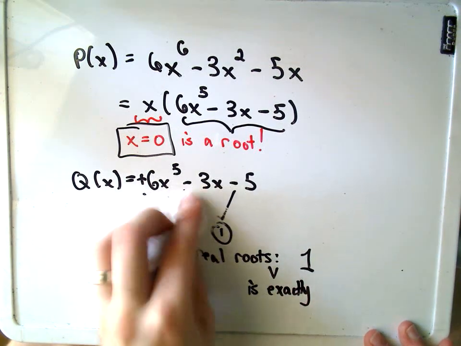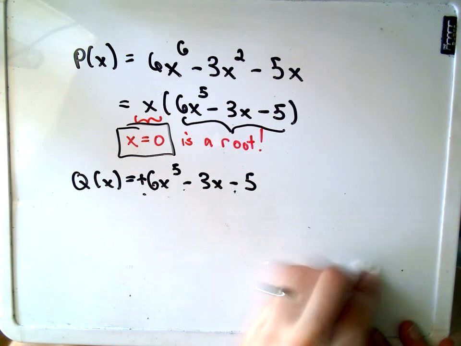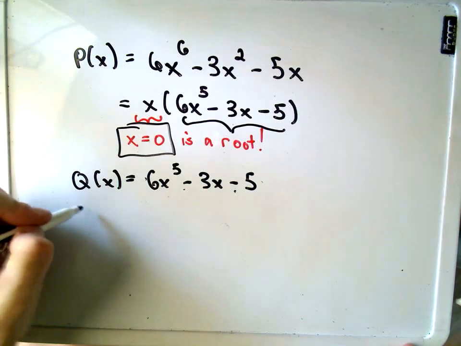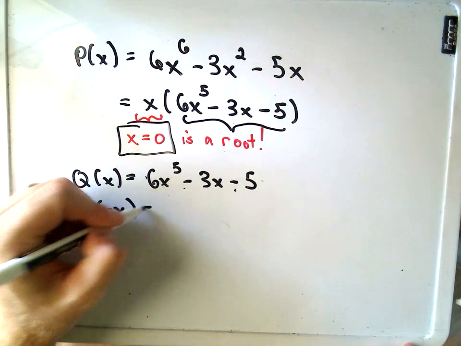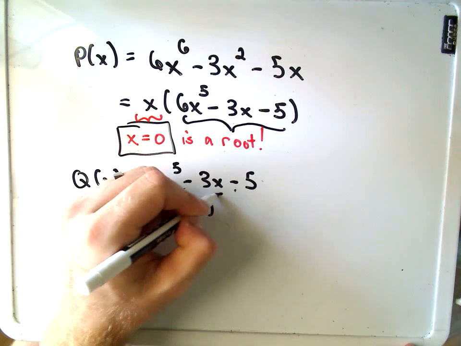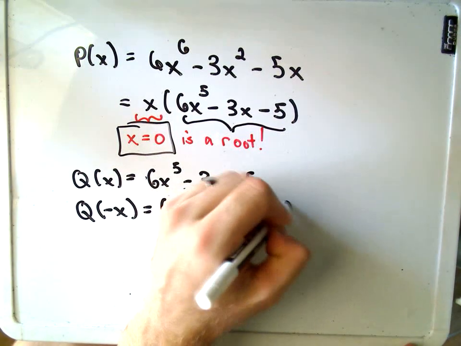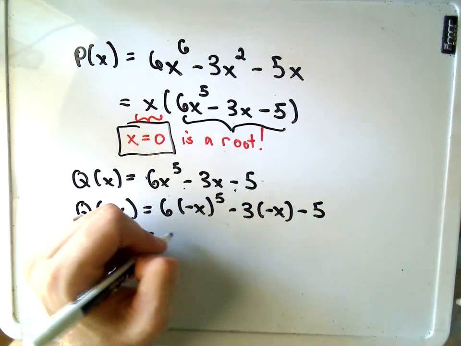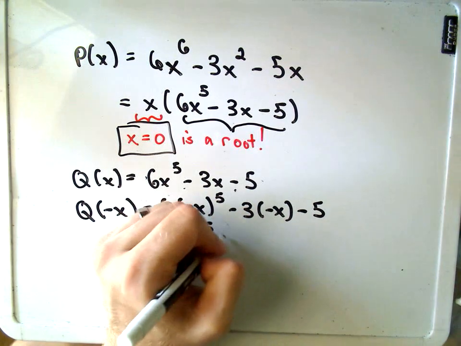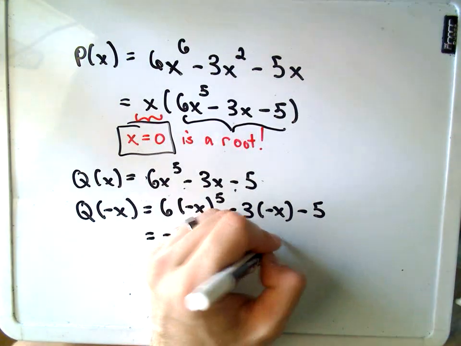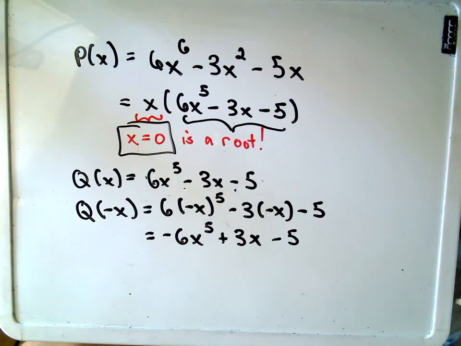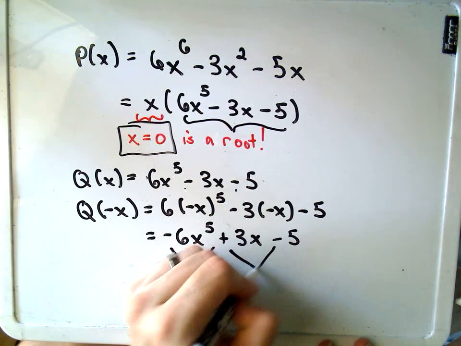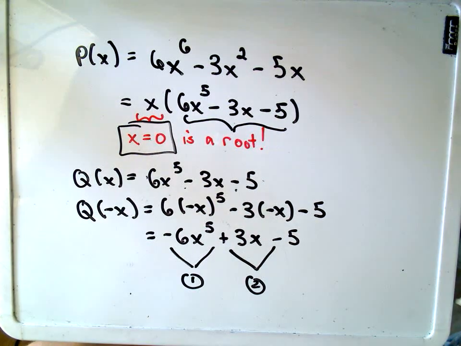Well, we have to do the same thing to count the number of possible negative real roots. Thrilling stuff, right? So we have to look at q of negative x. We'll get 6 times negative x to the 5th minus 3 times negative x minus 5. Negative x to the 5th is going to be negative x to the 5th, so we'll get negative 6x to the 5th. Our middle term will turn into positive 3x, and then we'll have negative 5. If we count the number of sign changes now, it goes from negative to positive, that's one sign change. It goes from positive to negative, that's our second sign change.